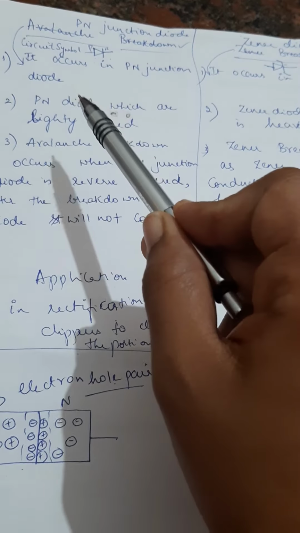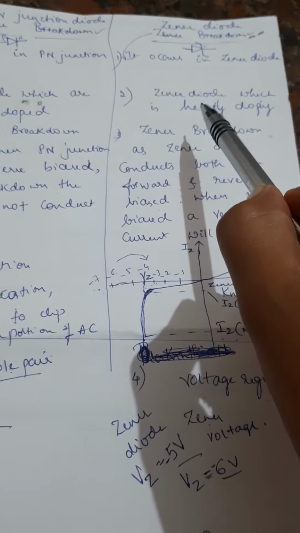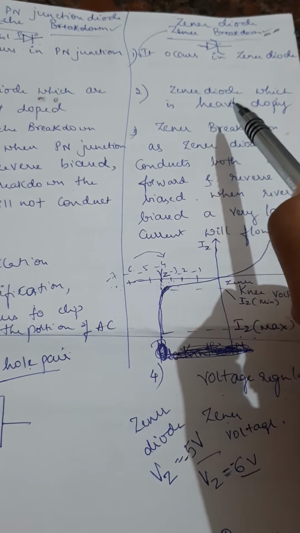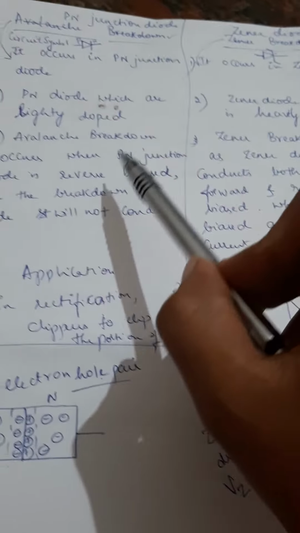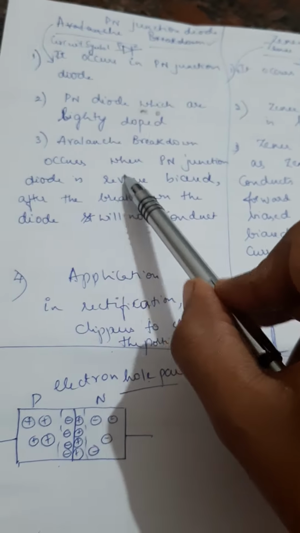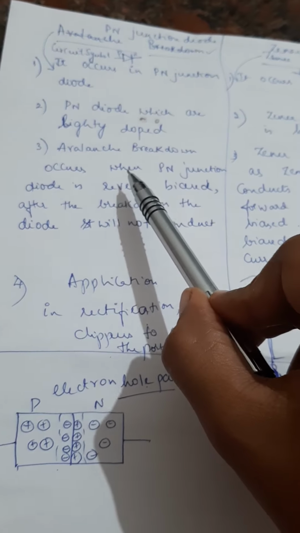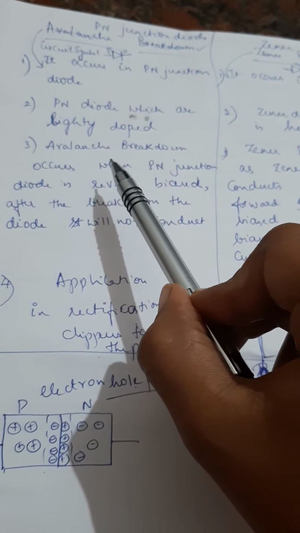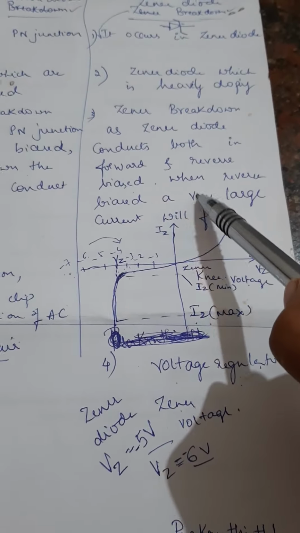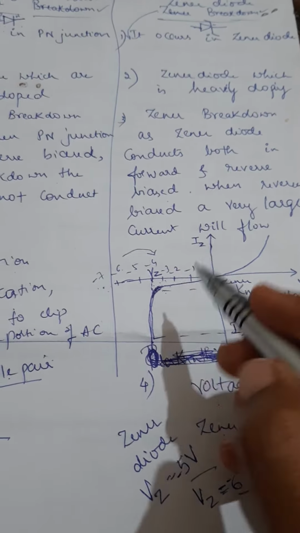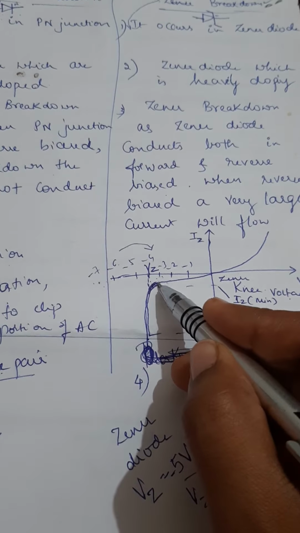The main difference between the PN junction diode and the Zener diode is that the PN junction diode conducts only in the forward biasing condition. Whereas the Zener diode conducts both in the forward as well as in the reverse biased condition. When the PN junction diode is reverse biased, after a certain breakdown, it stops conducting. But the Zener diode just conducts in the reverse bias condition also.